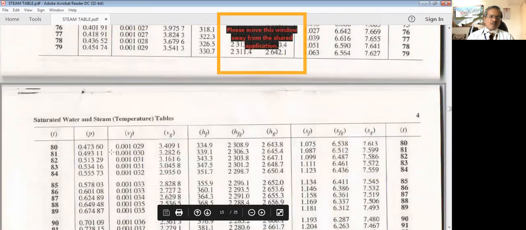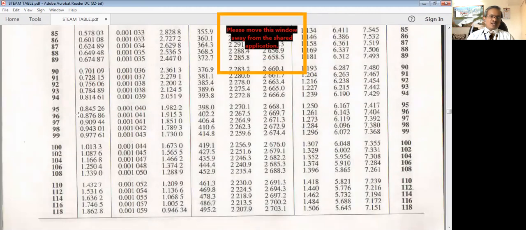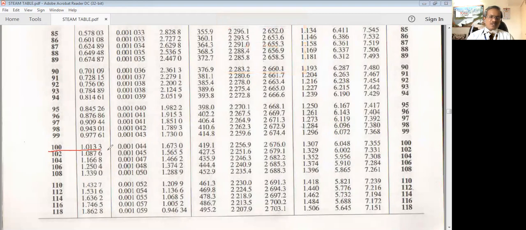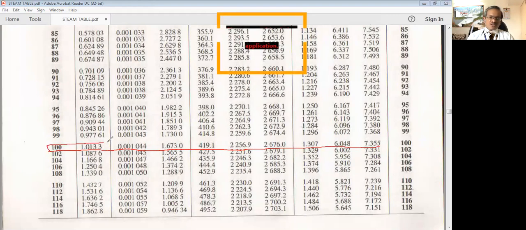Further, suppose we are going to study the values of the properties corresponding to the temperature of 100 degrees centigrade. So these will be the values. Suppose we are taking this temperature, 100, then corresponding to this temperature we can see the pressure is 1.013 bar, and the different values of properties corresponding to this we can take from this steam table. You just have to follow this row, and then you can get all the values of the properties corresponding to this pressure.